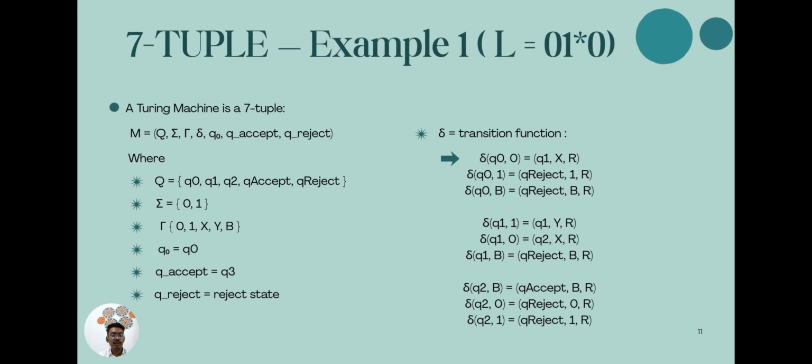This slide shows the formal 7-tuple representation of a Turing machine. All the transitions listed here exactly match the steps we just explained. Therefore, the Turing machine correctly recognizes the language L equals 0, 1 star 0. That's all from my part. Now I will invite my next teammate for further explanation.